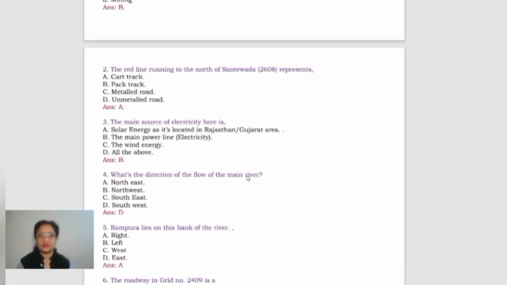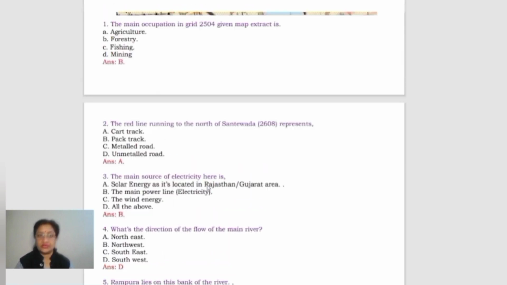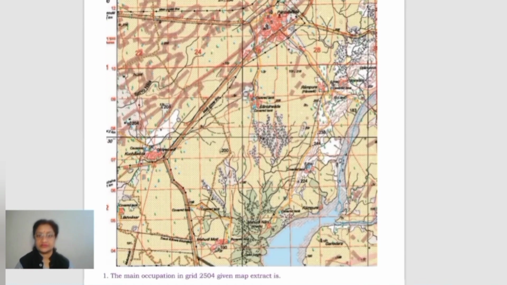Now come to the next: the direction of the flow of the main river. Let's see which one is the main river. Main river is this only. What is the direction of its flow? Nowhere is the arrow given, right? The tributaries which are joining are pointing towards south. And moreover, you can easily see the heights given in the topo sheet. When we have to find the direction of the flow of a river, we must check the heights given at least along the banks, on both sides of the river. So let's have a check of it.